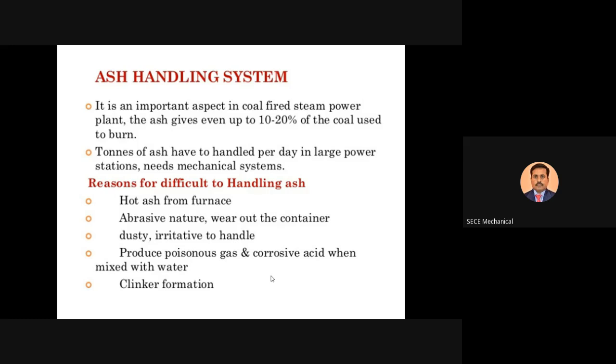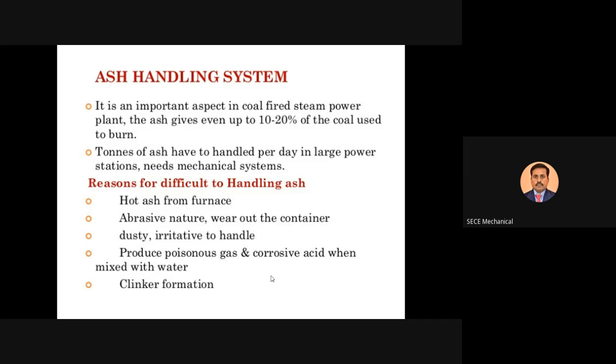Okay, ash handling is very important because 10 to 20 percent of ash is normally required for complete combustion of coal in the boiler furnace area. So ash is very important. At the same time, the ash should be removed from the furnace area. While removing the ash, you have to handle it in the proper manner. Otherwise, it will have a big impact on the handling people and also the environment.